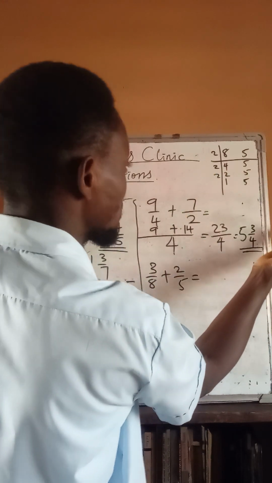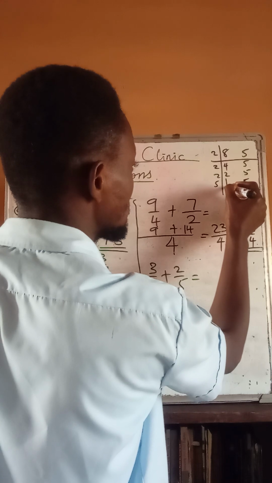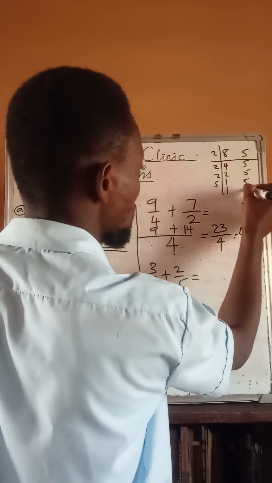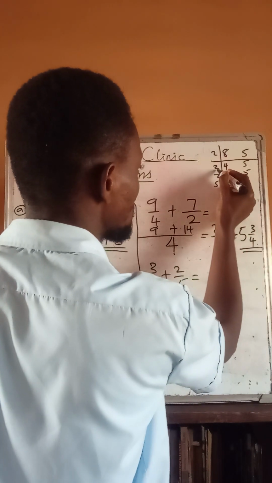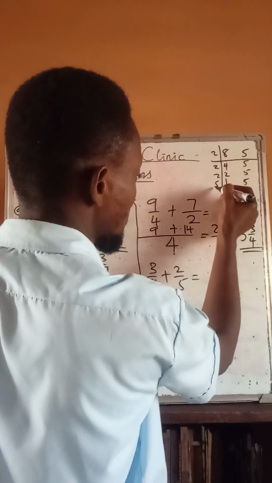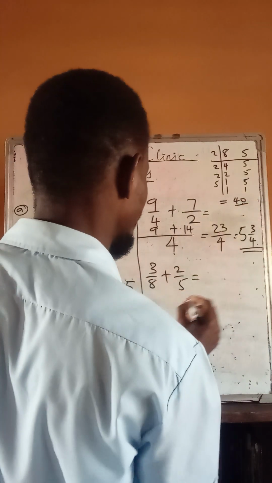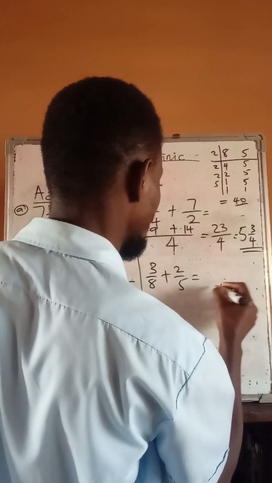5 is the next number that can go. So we have 5 in 5, 5 in 1 is 1, 5 in 5 is 1. So we have 2 times 2, 4. 4 times 2, 8. 8 times 5 is 40. So our LCM is 40. So here we have 40.